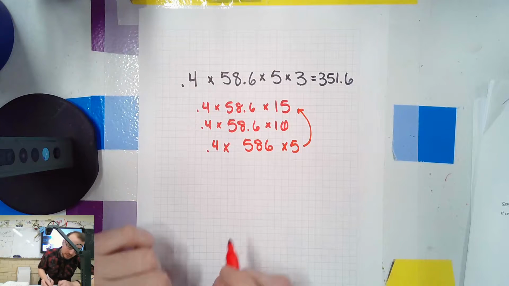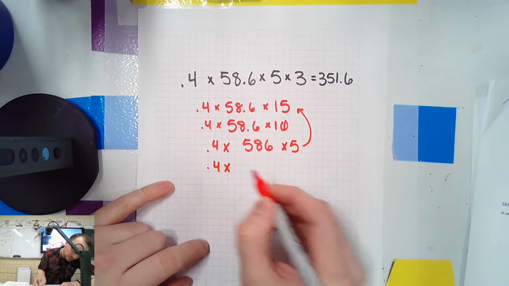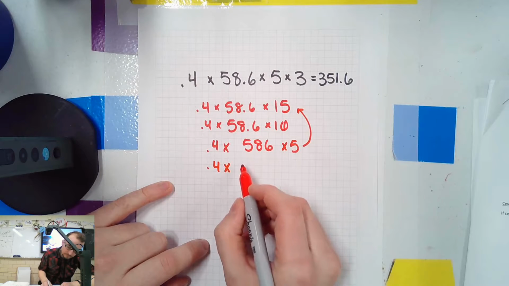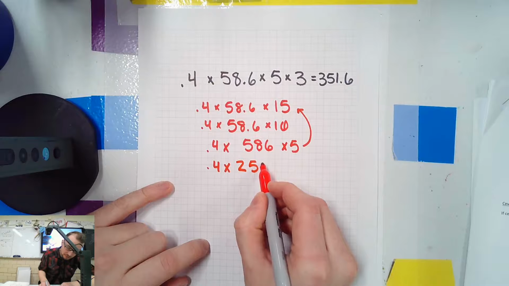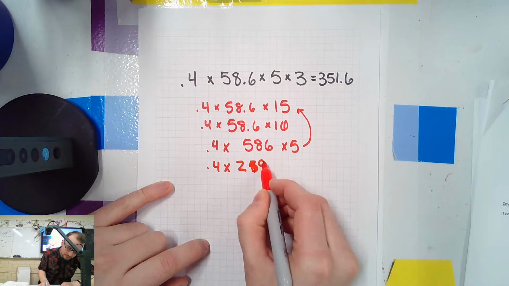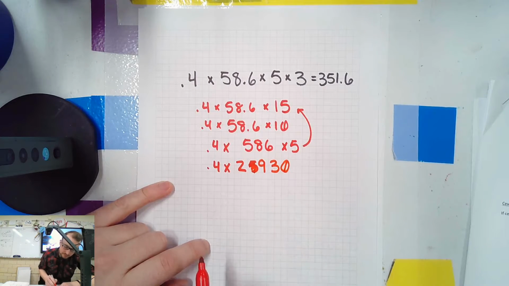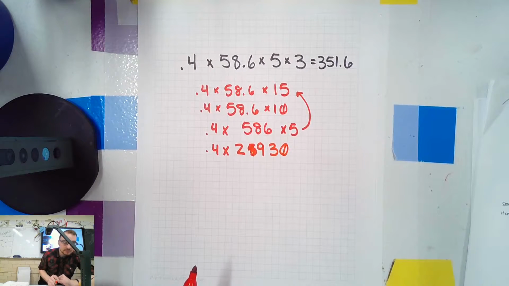Multiplying by 10, then multiplying by 5. Now what'd you get? 2930. Okay, and then what'd you do? I haven't gotten it quite yet. Okay, cool. Well, let's estimate.